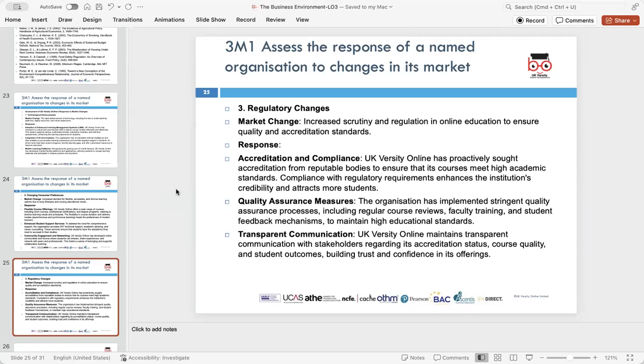Transparent communications. UK Versity maintains transparent communication with stakeholders regarding its accreditation status, course quality, and student outcomes. By being open and honest about these aspects, the institution builds trust and confidence in its offering. Transparency ensures that students and other stakeholders are well informed and can make decisions based on accurate information.